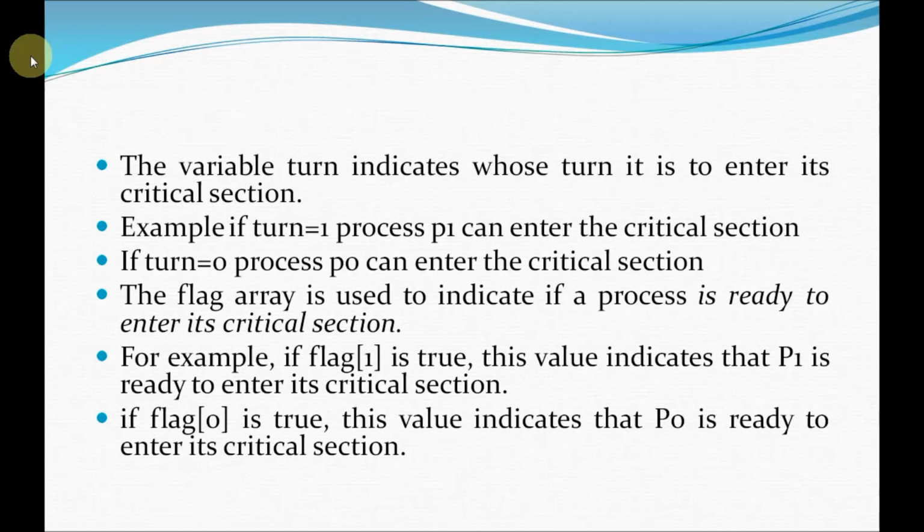Next, the variable turn indicates whose turn it is to enter its critical section. For example, if turn is 1, the process P1 can enter the critical section. If turn is 0, the process P0 can enter the critical section. Understanding, guys? And the flag array is used to indicate if a process is ready to enter its critical section or not. For example, if flag 1 is true, that indicates that process P1 is ready to enter the critical section. If flag 0 is true, that indicates that process P0 is ready to enter its critical section.